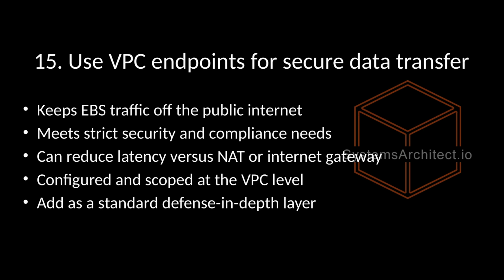15. Use VPC endpoints for secure data transfer. Traffic between EC2 and EBS normally rides the AWS network already. A gateway or interface VPC endpoint keeps that traffic off the public internet entirely. It can also reduce latency versus a NAT gateway or internet gateway. Combined with encryption, VPC endpoints round out a defense in-depth approach to protecting EBS data.